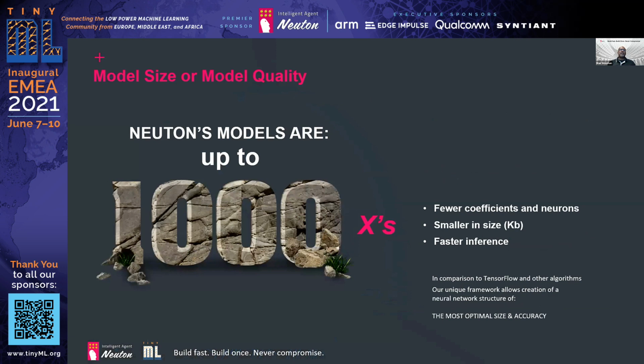In doing so, what we're able to see and help our customers realize is that the models they're producing are hundreds, even 1,000 times, smaller from a coefficient and neuron perspective. They have faster inference times, and of course, they consume less power in comparison to the tools many of us have been using today, which includes TensorFlow, TensorFlow Lite, as well as other algorithms that are out there. And we're not compromising any accuracy along the way, even though our models are extremely compact.